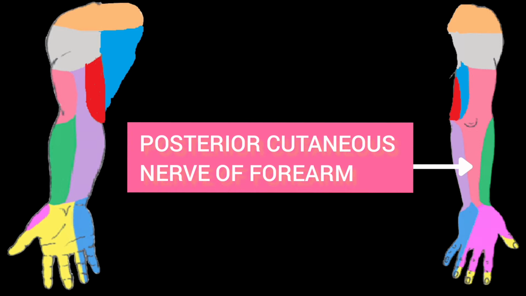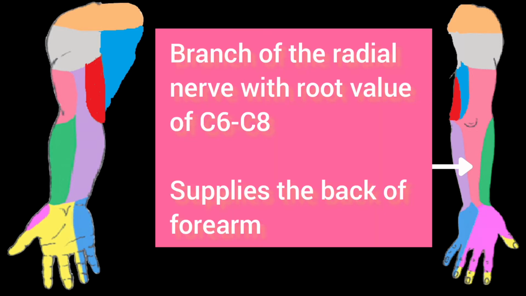Posterior cutaneous nerve of the forearm. It is a branch of the radial nerve with a root value of C6, C7 and C8. It supplies the back of the forearm. The pink color area represents the area supplied by the posterior cutaneous nerve of the forearm.